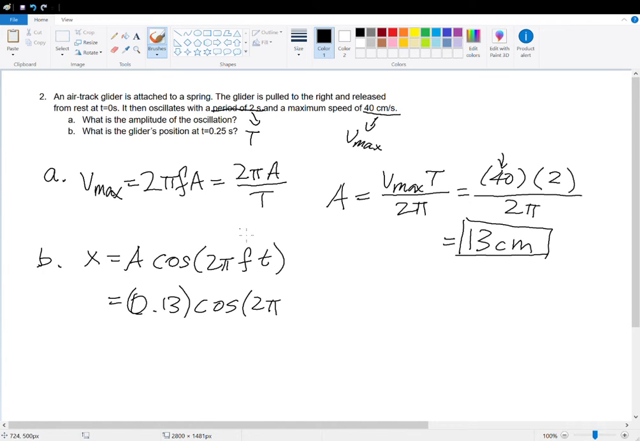And then remember from before that f is equal to 1 over T. So we replace this with 1 over 2 as our frequency. And we have our t, which is 0.25 seconds. And if we do the math on this, it turns out that we get 0.09 meters. And that's all there is to it.